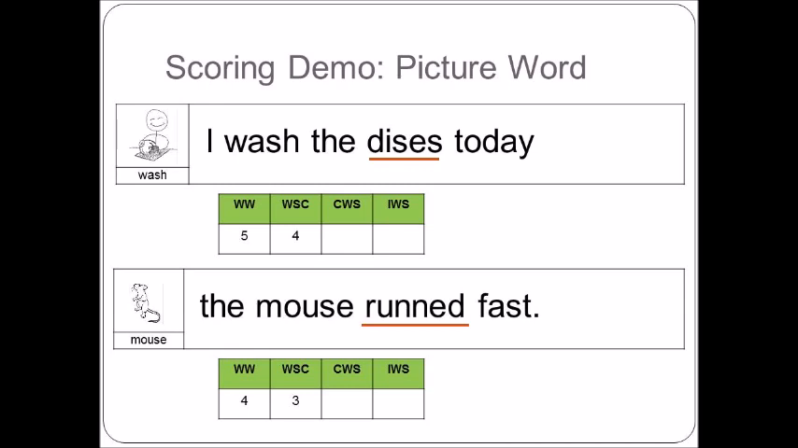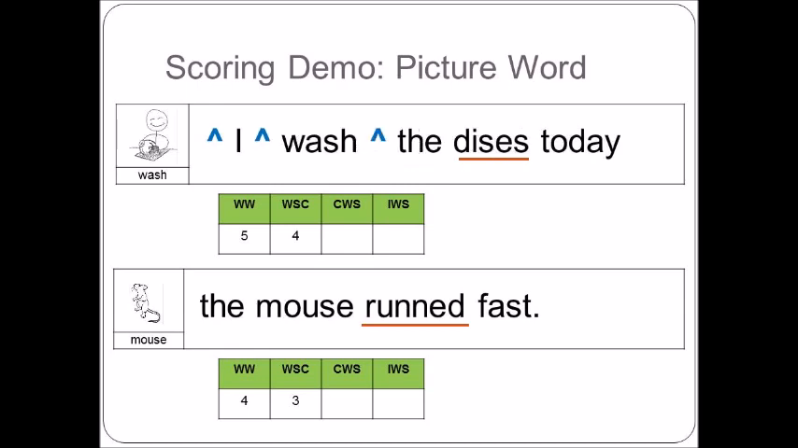Using a blue pen, we will mark with an upward caret the places where 2 adjacent words are used correctly, starting with the first word. Let's look at the first sentence. We see that the first sentence starts with a capital I, so the student gets credit for a correct word sequence from the beginning of the sentence to the first word. From I to wash is correct because there are no misspelled words and the words are used correctly. From wash to thee is also correct, so we place blue carets there as well.